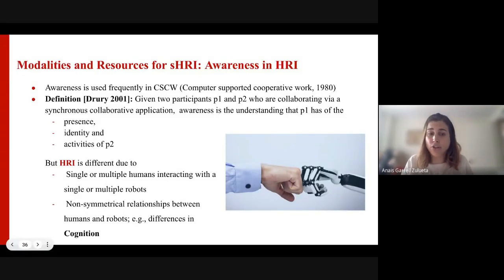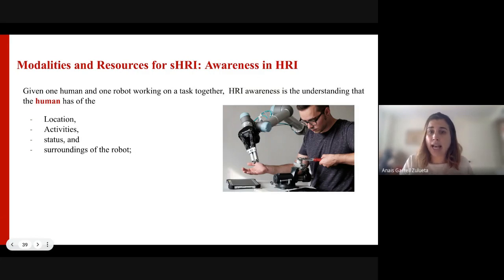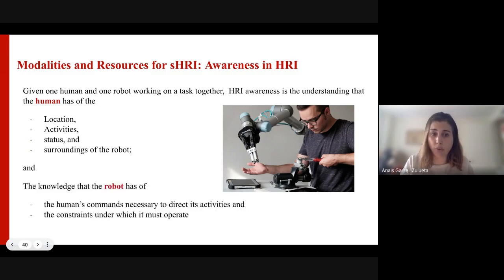Until now, the cognitions of the robots are not the same as humans, so we are not at the same level. That's why researchers created their own definition of human-robot interaction awareness, and say that it's the understanding of the human of the location, activities, status, and surroundings of the robot. So the robot needs to understand its location, which activities it is doing, its status, its internal status, and the surroundings of the robot.